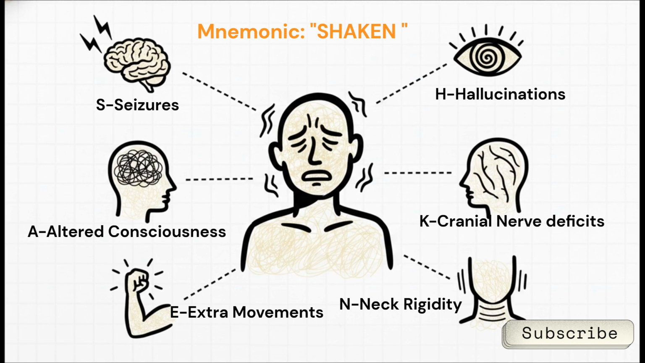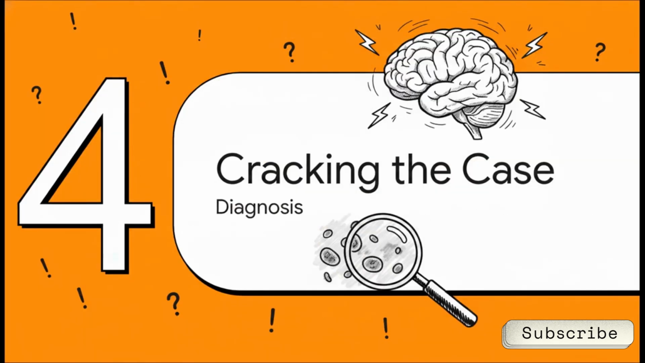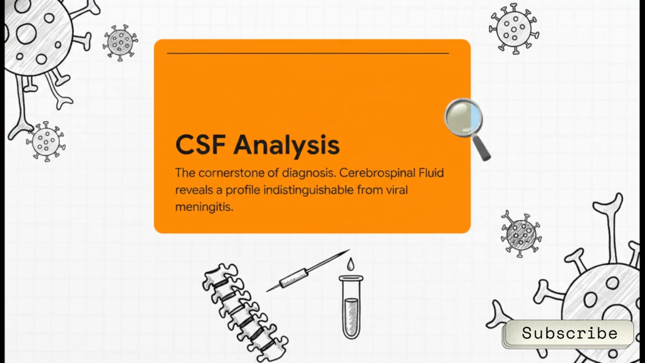It'll stick with you. Okay, so you've seen the signs. You've used your shaken mnemonic, and you're thinking, this looks like encephalitis. So how do you prove it? Let's talk diagnosis. The absolute cornerstone, the one test you have to do, is a lumbar puncture for CSF analysis. What you find in that spinal fluid is going to tell you so much. It gives you a classic profile that just screams viral infection in the central nervous system.